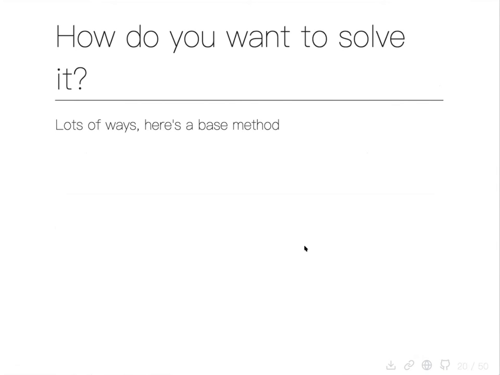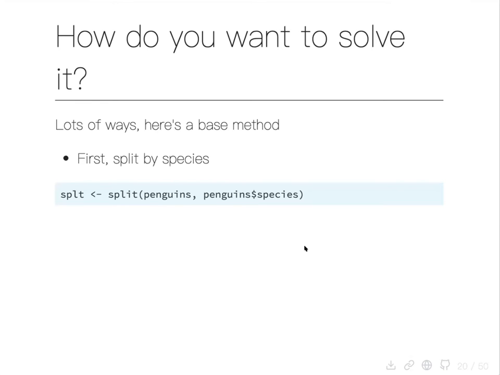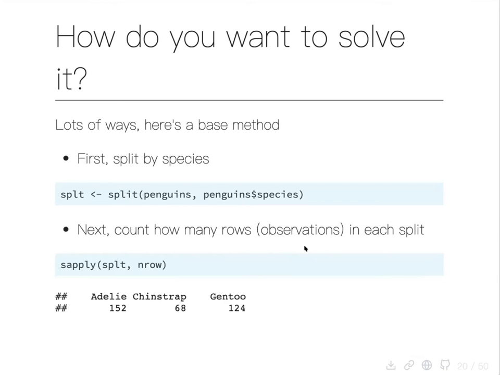Okay, so there's Palmer Penguins again. There's lots of different ways. I'm going to start with the base method. Here's one way we could do it. We could first split penguins by the categorical column. Here I'm splitting it by species. Then I can count how many rows are in each split, because we know only species of a specific level are going to be within that data frame.